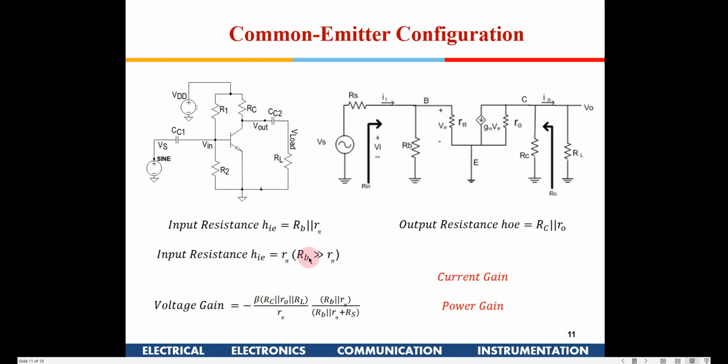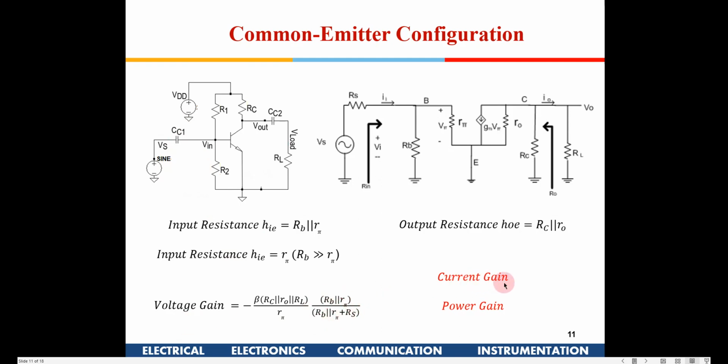Okay, now this is another. If RB is much greater than R pi, you can approximate it to be R pi. And now the voltage gain we saw is beta times RC parallel R0 parallel RL, divided by R pi. So again, if you consider an RB and RS, this gets modified like I discussed in the previous stage. So there is a voltage gain here.